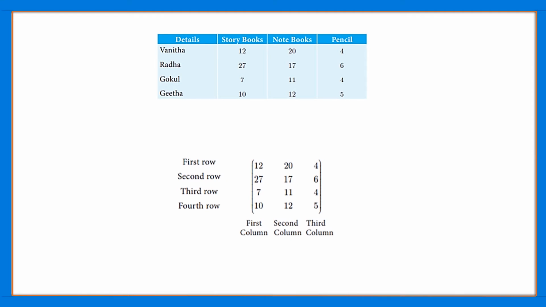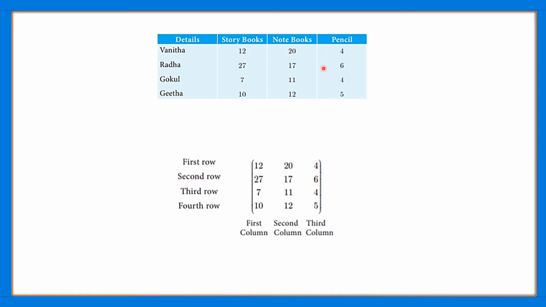Vanita's details: storybooks, notebooks, pencils. Vanita has 12 storybooks, 20 notebooks, and 4 pencils. Similarly, Radha has 27 storybooks, 17 notebooks, 6 pencils. Gokul has 7 storybooks, 11 notebooks, 4 pencils. Finally, Geeta has 10 storybooks, 12 notebooks, 5 pencils.